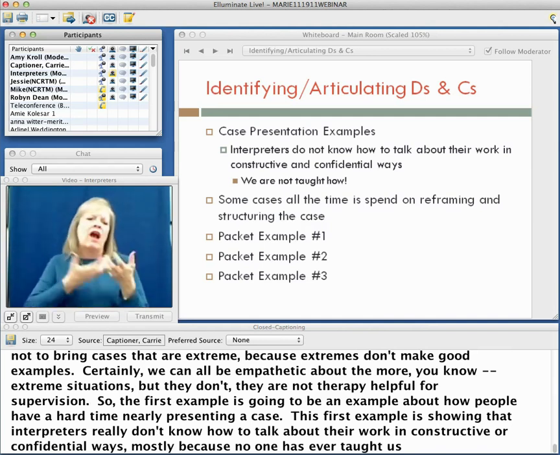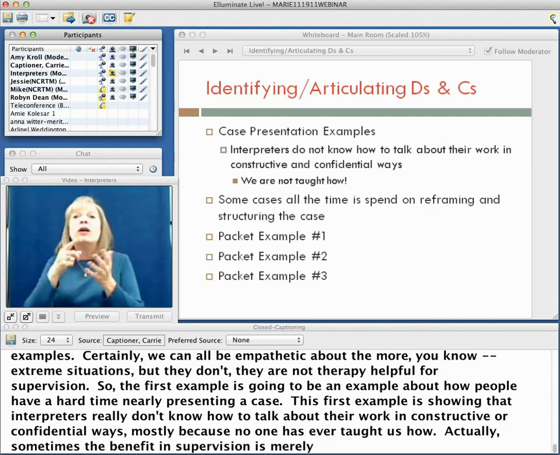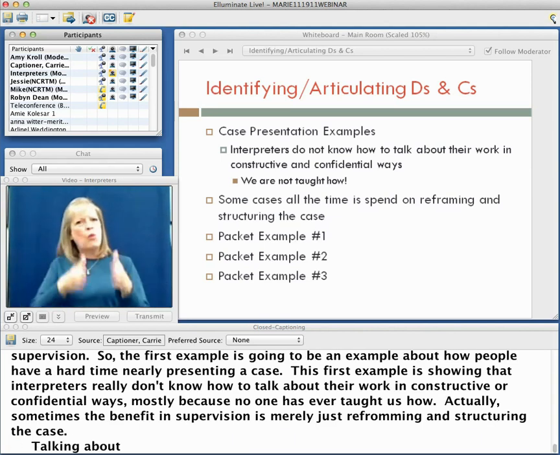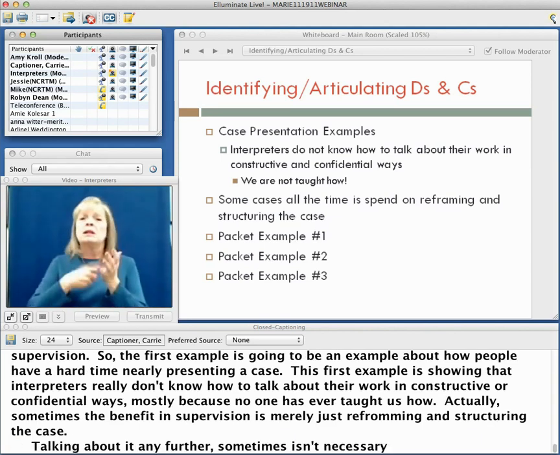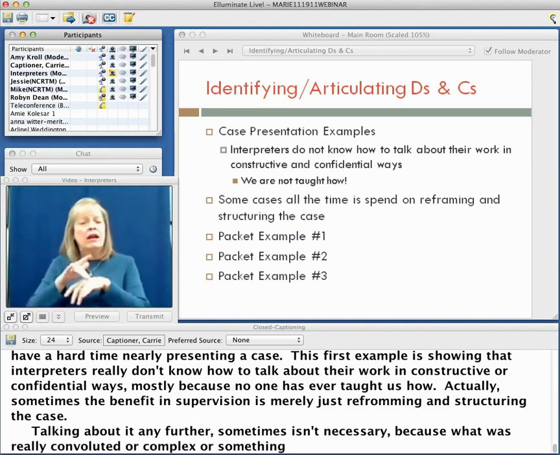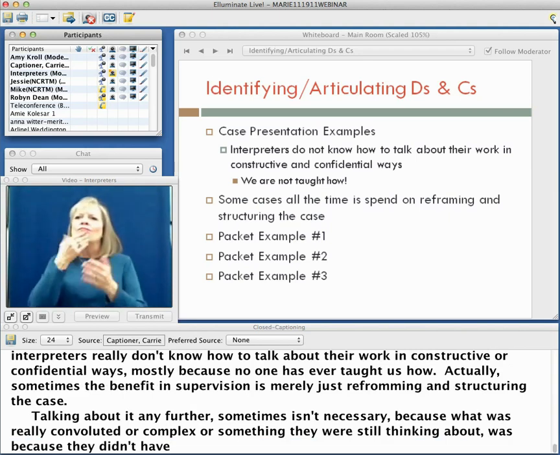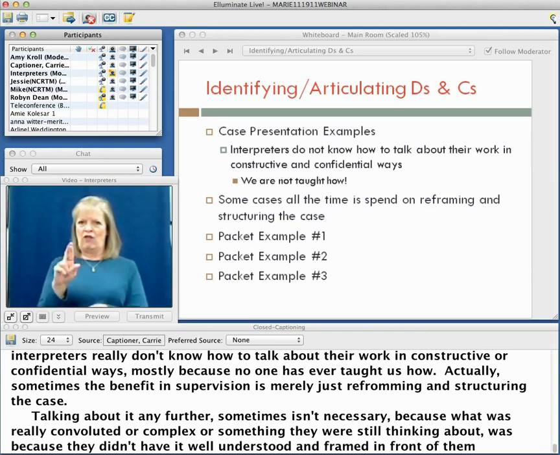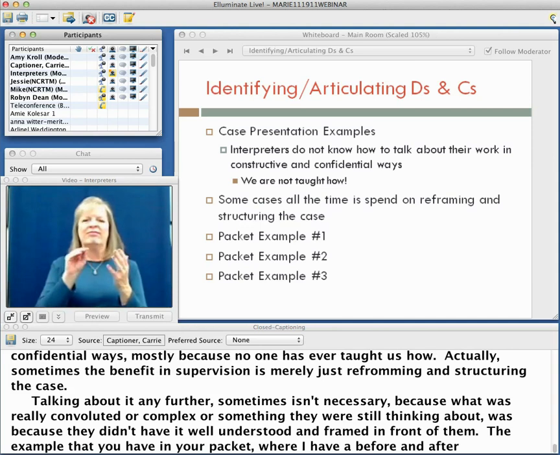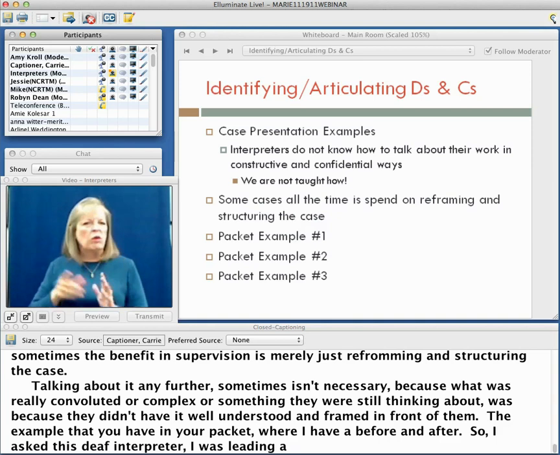Actually, sometimes the benefit in supervision is merely reframing and structuring the case. Talking about it any further sometimes isn't necessary, because what was really convoluted or complex or something they were still thinking about was because they didn't actually have it well understood and well framed in front of them. And the example that you have in your packet has a before and after. I was leading a deaf interpreter supervision group, and I asked this deaf interpreter to please tell me about the case.